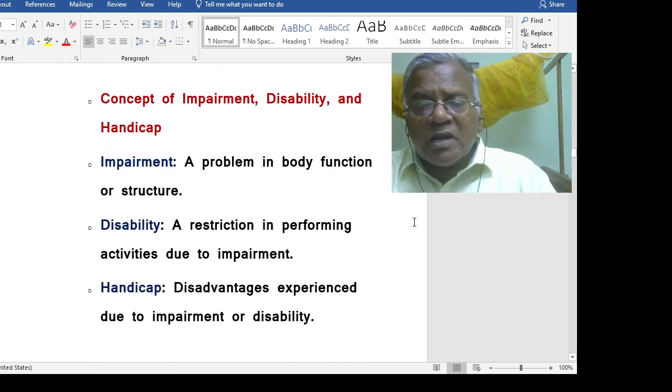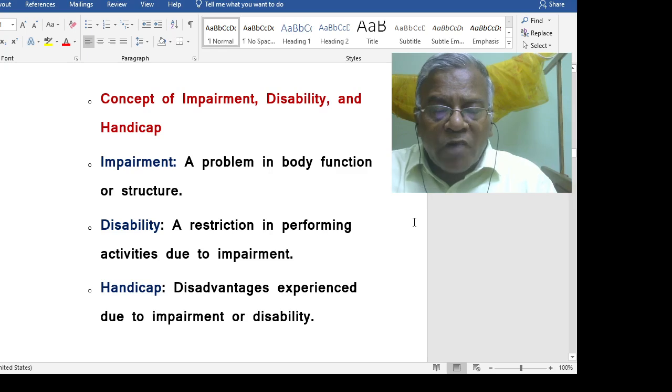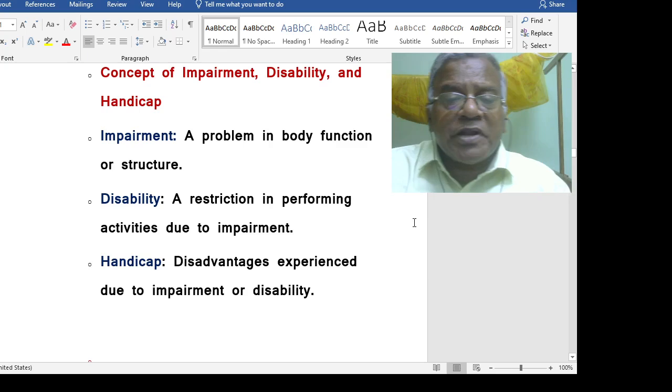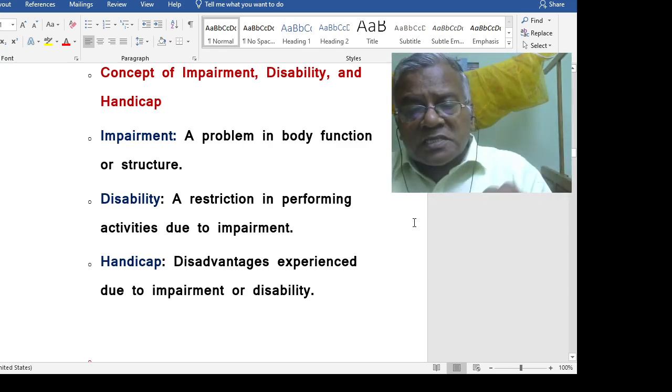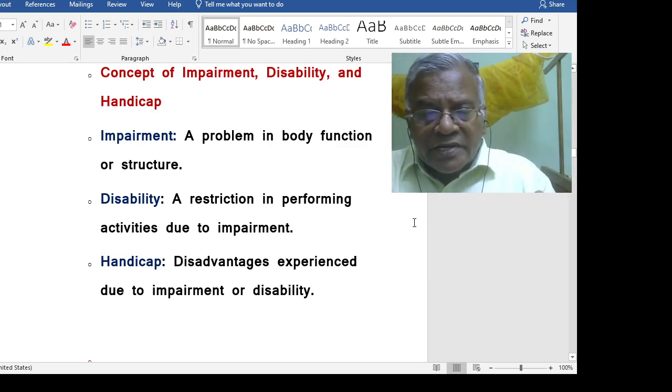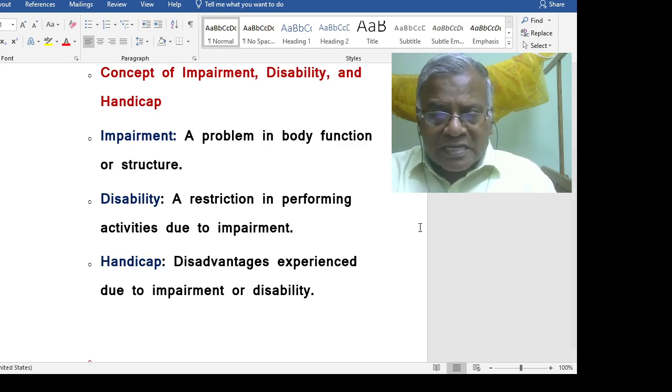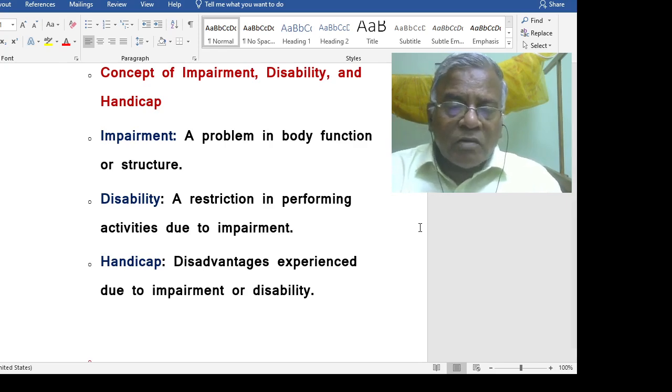What is impairment? It is a problem in body function or structure. And disability means what? It is a restriction in performing activities due to impairment. Some sort of limitation. Because of that, he cannot do certain things. He is restricted in doing certain things. That is disability. So impairment is different from disability.